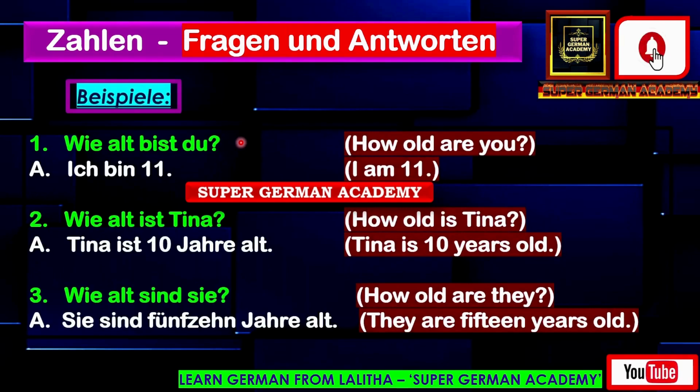First question, wie alt bist du? Alt means old. So you are asking the other person, how old are you? Then how do you say it in German? Wie alt bist du? Wie means how, alt means old, bist du means are you. So how old are you means wie alt bist du.